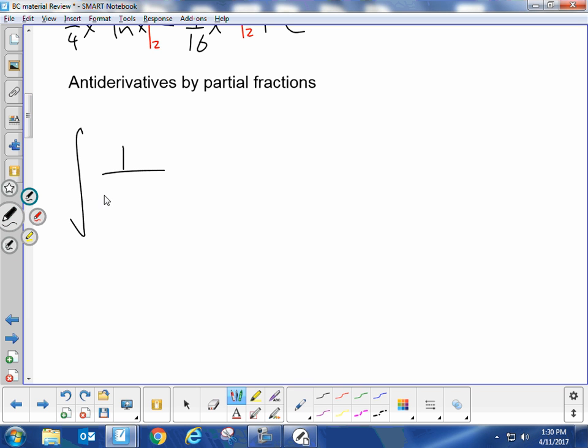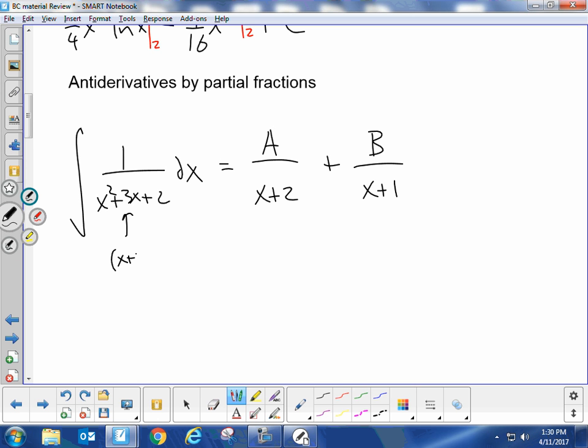If I have something like, let's make an easy one, and I want to find the antiderivative of this. The goal is to rewrite this based on what its factored form is. We know that this can be written as some value over x plus 2 plus some value over x plus 1. Why did I pick x plus 2 and x plus 1? Because this can be factored to be x plus 2 times x plus 1. Okay, so we start with that. The next thing we want to do is to multiply everything by this denominator. So I'm going to multiply everything by x plus 2 times x plus 1, including over here.